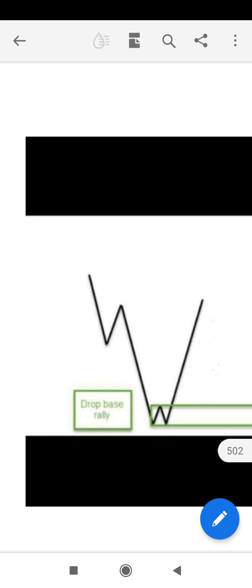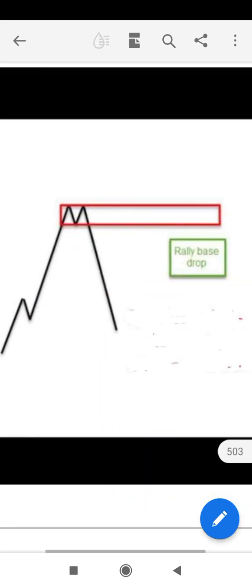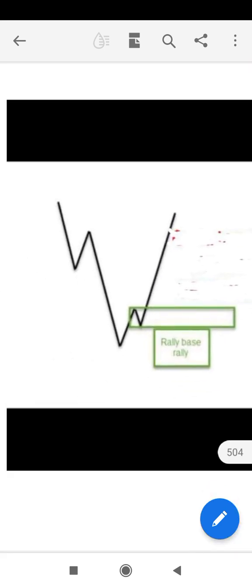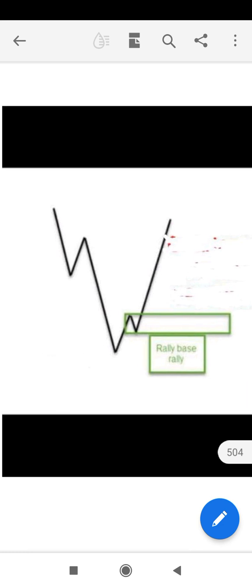So let's look at the rally-base-rally. That's the rally-base-rally. You can see how it's formed. This rally-base-rally, you can see the price from the lowest points, or from a support, it rallies, drops to a base, and then rallies again. That is why it's called the rally-base-rally.